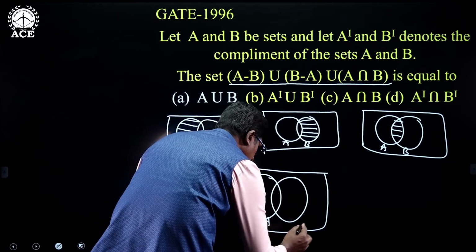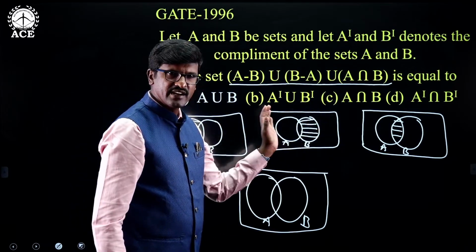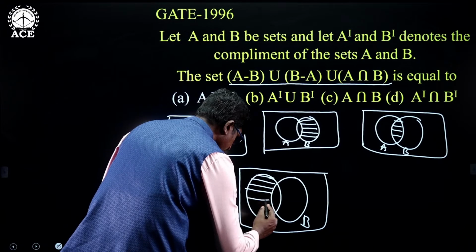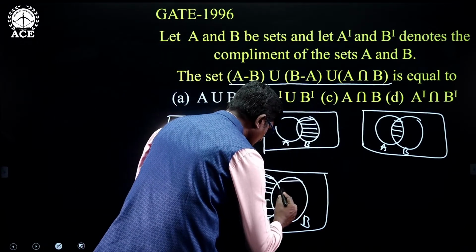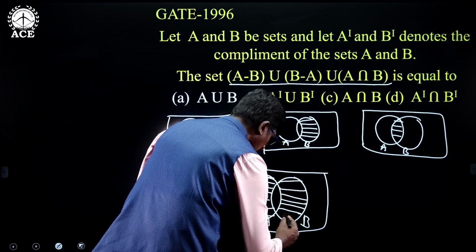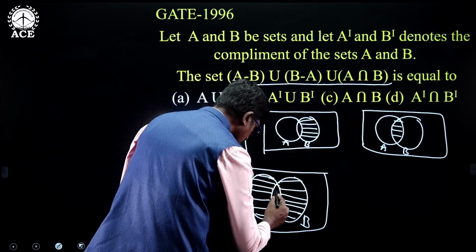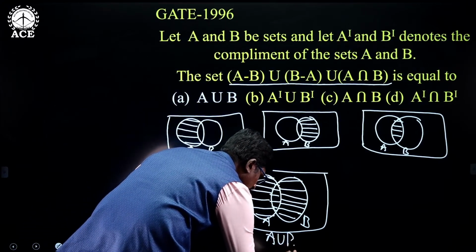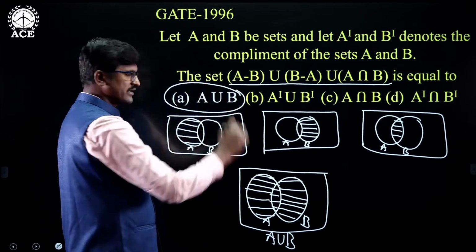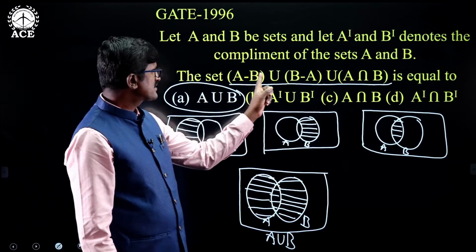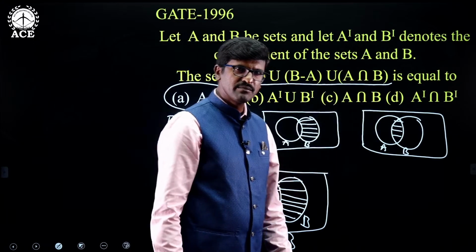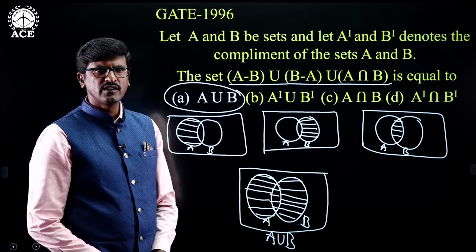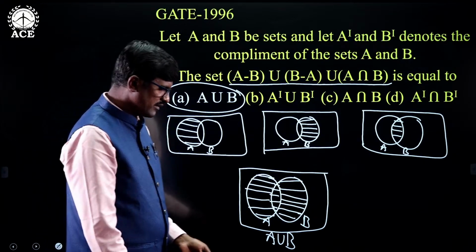This is A, this is B. So I am combining this shaded region, then you will be getting this. A minus B means this region. Next, B minus A means this region. I am combining this region also. Next, A intersection B means this region. So now if you look at this total region, this is A union B. So the correct answer is A union B. That means the set A minus B union B minus A union A intersection B is equal to A union B. If you combine these three regions, then you will be getting the region which is there in A union B. These are some of the previous questions which I have found in the previous question paper.